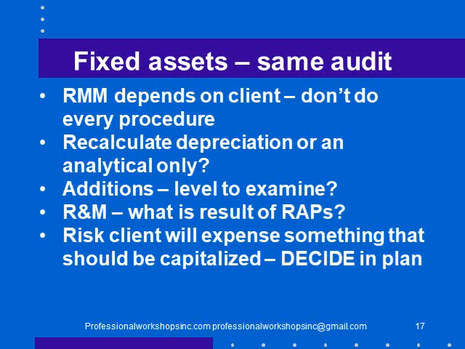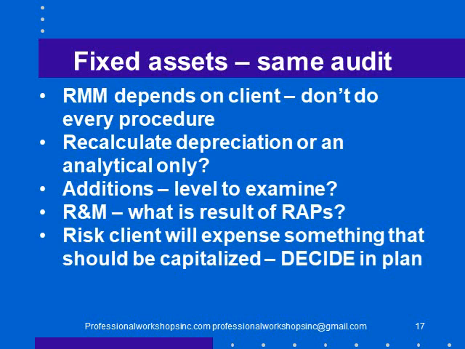So, fixed assets, the same audit. Now, risk of material misstatement depends on the client, so don't do every procedure. And I remember teaching a course introducing the risk model to staff at my firm, and I kind of asked, okay, what procedures should we do here? And I got every procedure in the textbook. Let's do everything. And what's risk of material misstatement? Well, they could do this wrong, they could do that wrong, they could expense fixed assets, they could capitalize expenses, they could do depreciation wrong, they could use the wrong rate of depreciation. Everything.